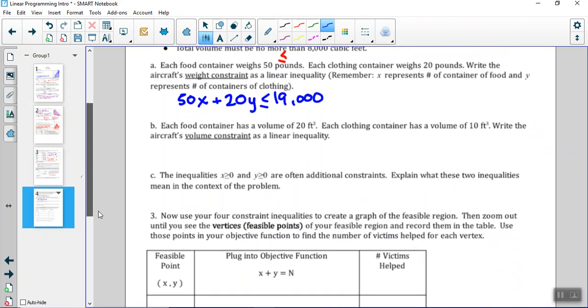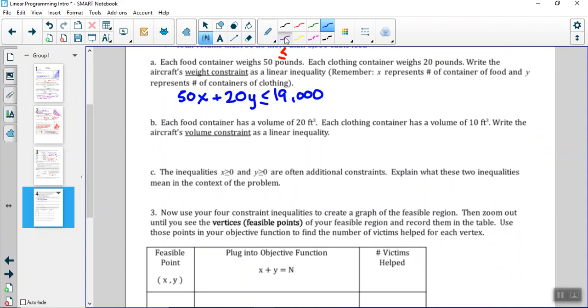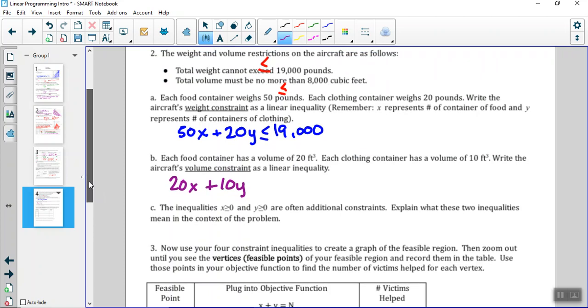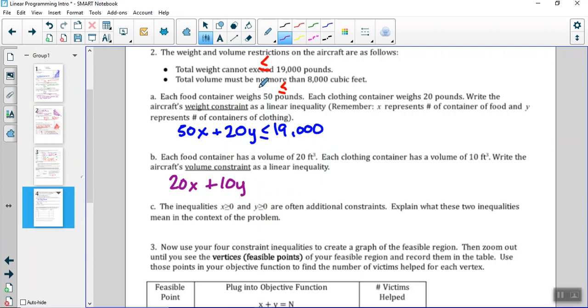We also have a volume constraint. So each food container has a volume of 20 cubic feet, so that would be 20x. And each clothing container has a volume of 10 cubic feet, so that's 10y. And then remember, we said also that volume is going to be less than or equal to 8,000.